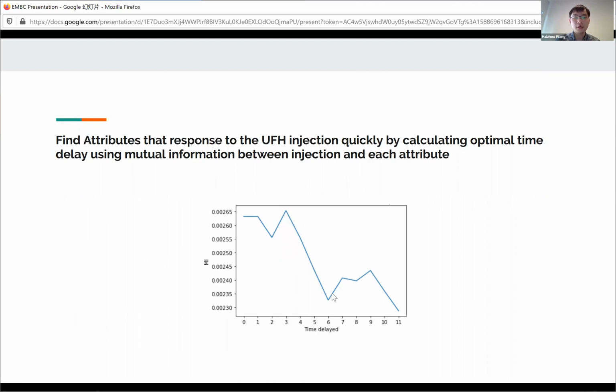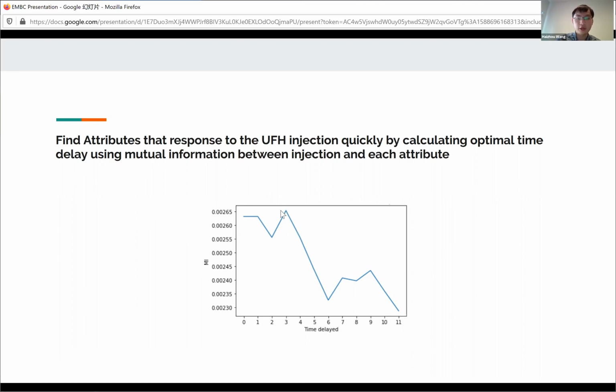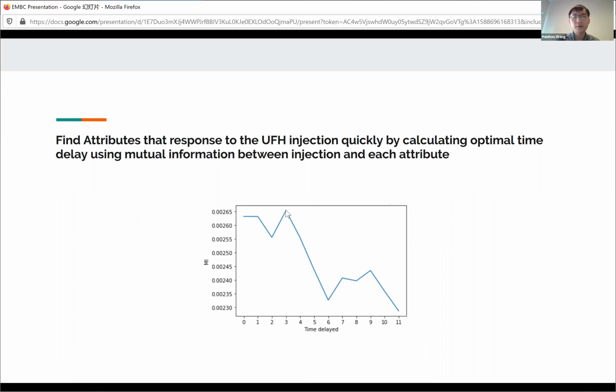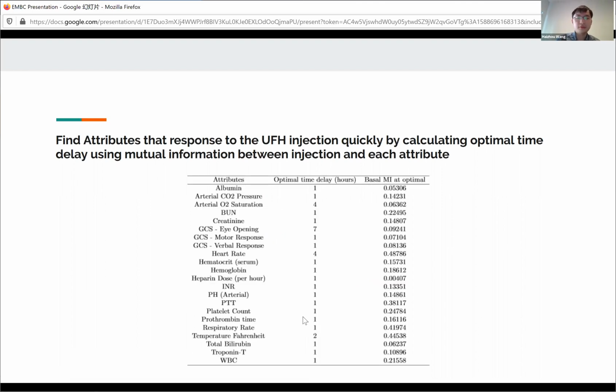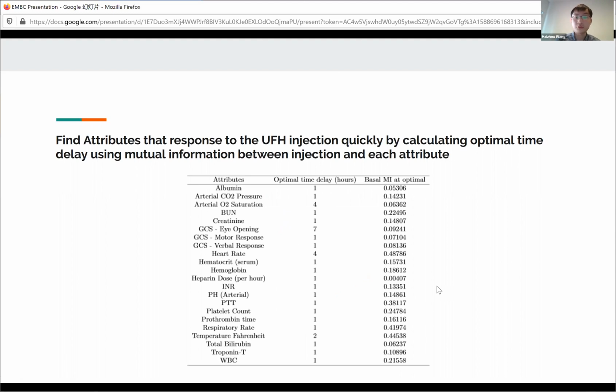And for the second requirement, we're going to calculate the mutual information for each attribute for different time delays. Here this is just an example. We can conclude that these attributes have an optimal time delay at 3 and 4 because it has the highest mutual information right here. And here's our result. I would say this result is quite trivial because most of the high relevance attributes respond quite fast. They have a really small optimal time delay.